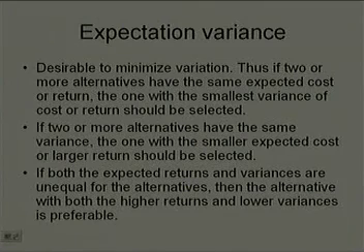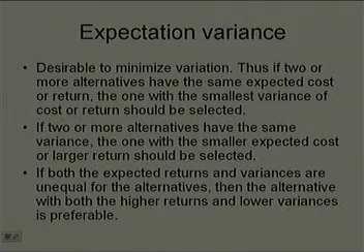For example, the first one, expectation variance. In this, our objective is to minimize the variation. Suppose there are 2 or more alternatives that have the same expected cost or return, then in that case the one with the smallest variance of cost or return should be selected. This is the principle of this particular decision criteria. We are trying to minimize the variance.